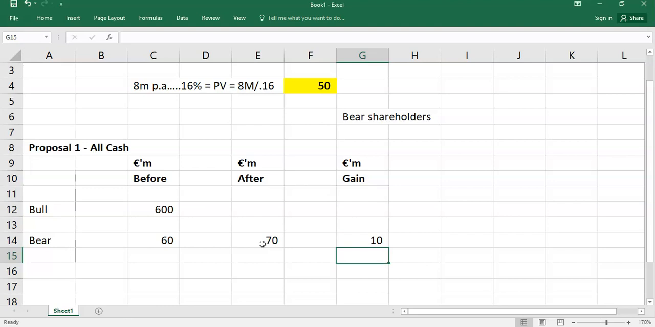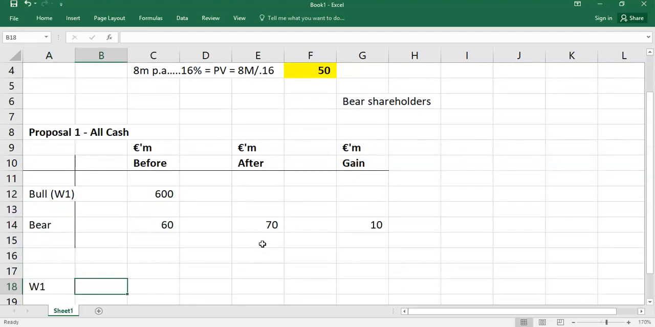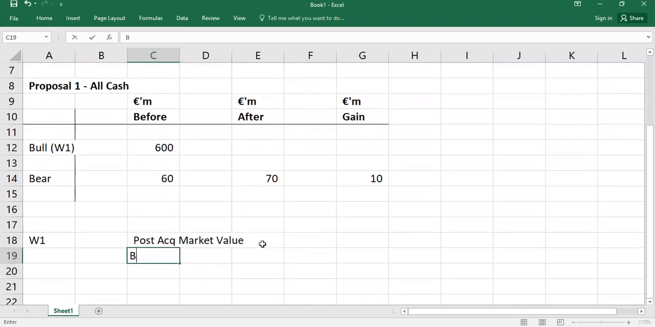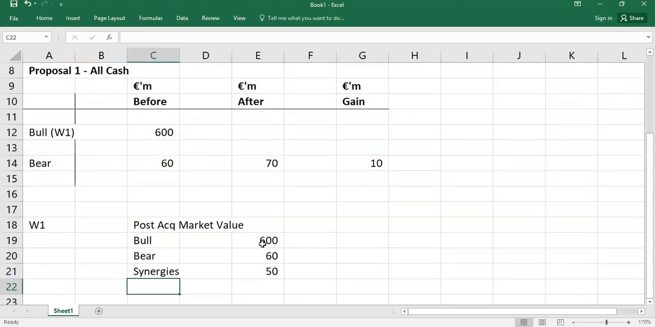But what about bull? Well, if we look at bull shareholders, and we put their working 1, just to show where it comes from. Well, the post-acquisition market value. What's the post-acquisition market value of this entity? Well, bull beforehand was worth 600. Bear beforehand was worth 60. They also get the synergies, because whoever owns the company will get the value of the synergies of 50. But they paid cash out of 70.